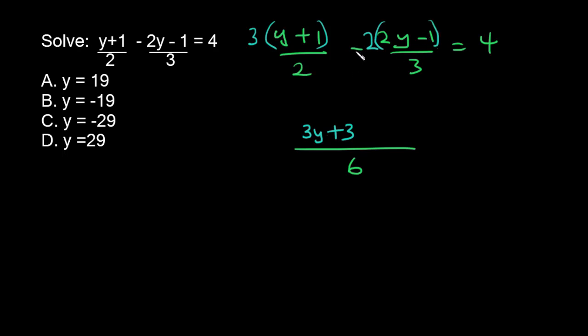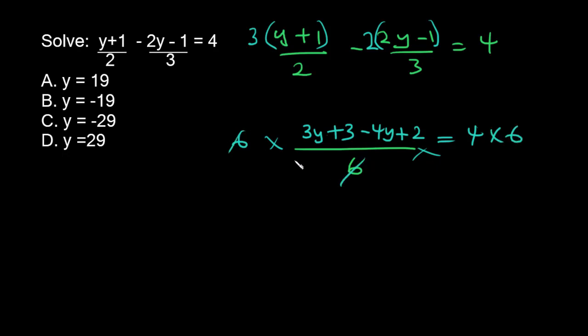Then take note of this minus sign. To go along with the minus sign, minus 2 times 2y will give us minus 4y. Minus 2 times minus 1 will give us plus 2. Minus times minus is plus. Equal to 4.